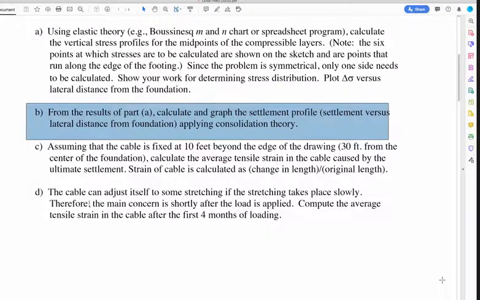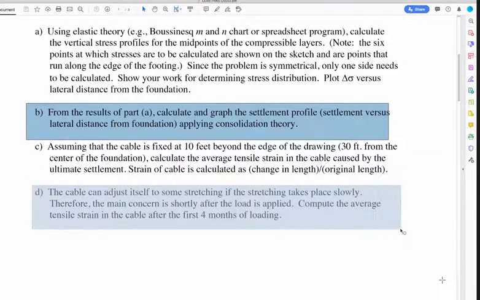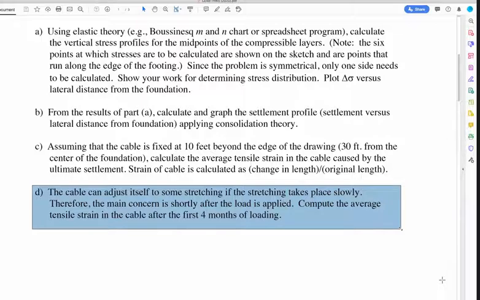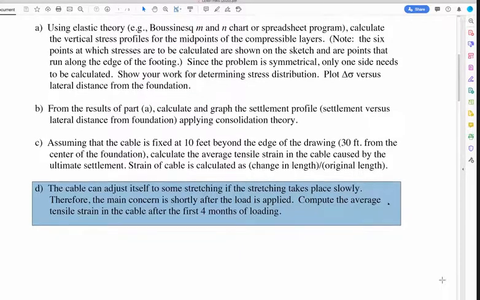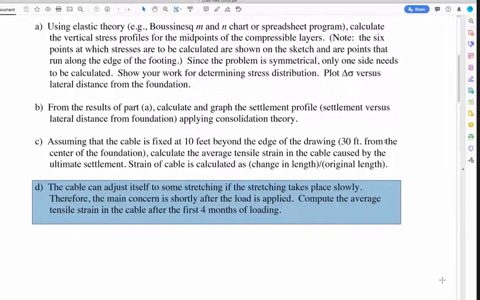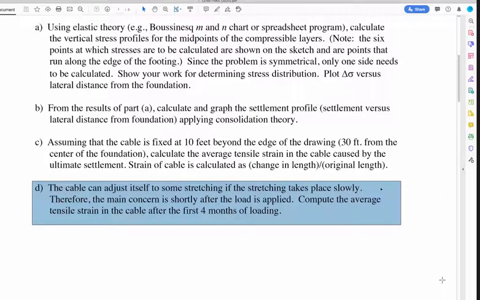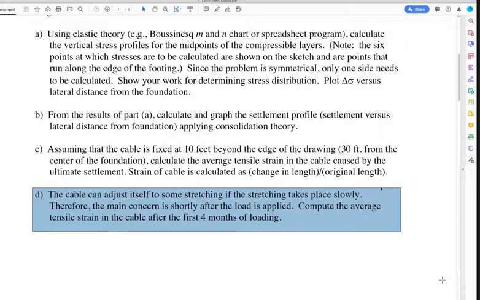And next up will be the fact that the cable can actually adjust to some stretching if that stretching takes place slowly. So the main concern here is shortly after the load is applied. And the question now is compute the average tensile strain of the cable after the first 4 months of loading. And this will be time rate of consolidation stuff. So we haven't covered this yet. We'll get to that next week. And then you'll be able to tackle this. It's a pretty simple conversion from part C to part D. You'll find that to be quite reasonable once you understand those theories.